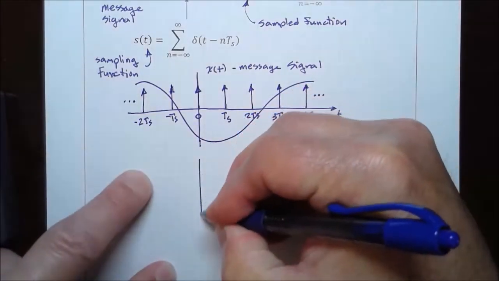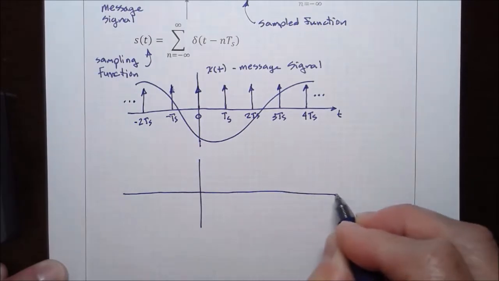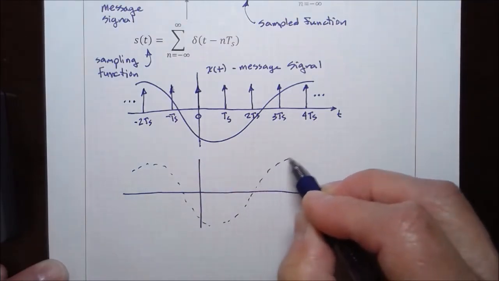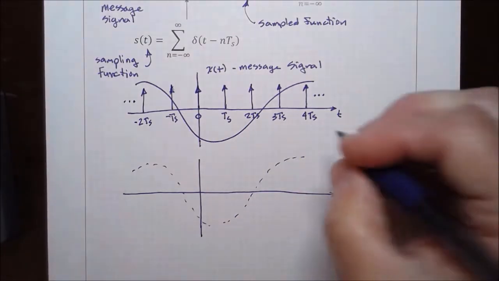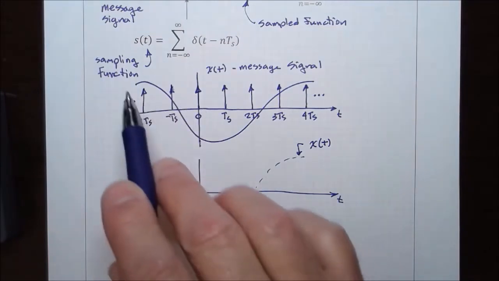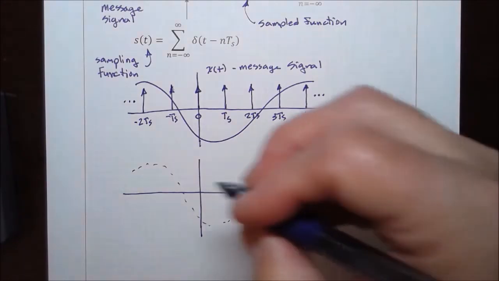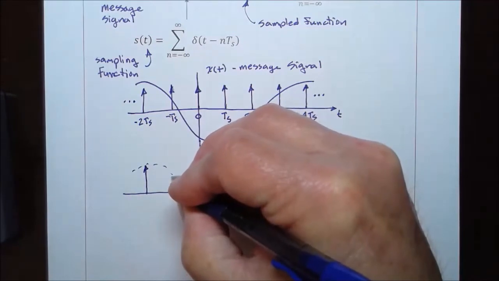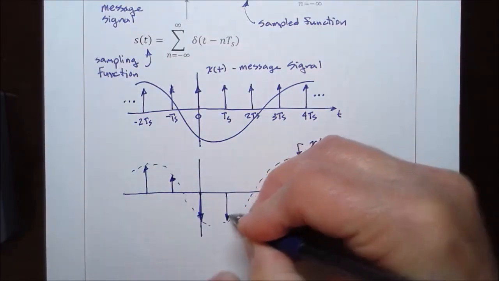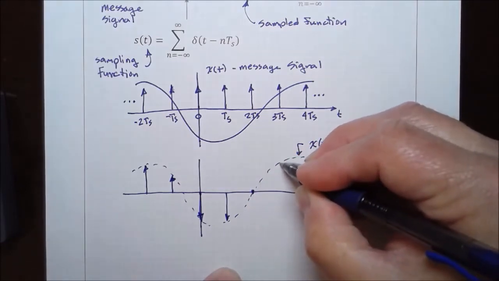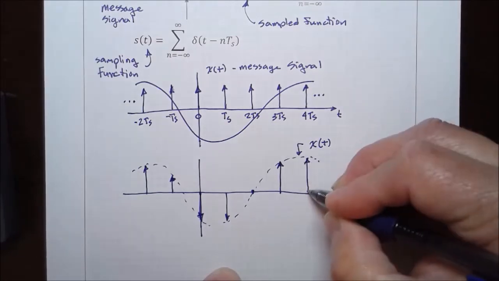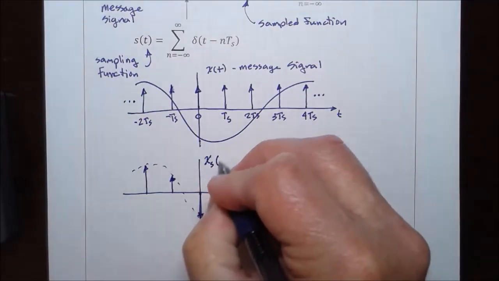we can sketch a graph of what that would look like. Here is the time scale, and this is the message signal x of t, and then when we multiply this train of delta functions times this continuous message signal, what we get is a sequence of delta functions, and each of the delta functions is scaled by the value of the continuous message signal. So this is x with the subscript s of t.